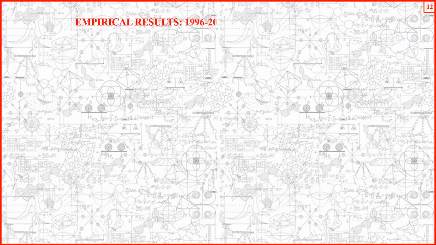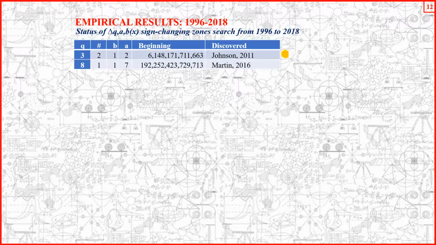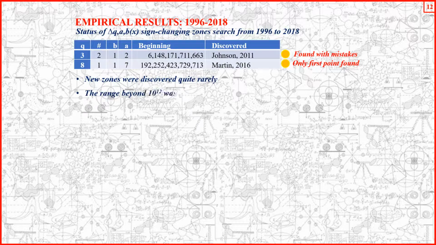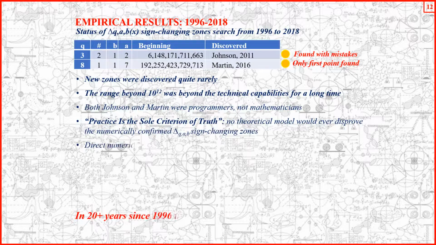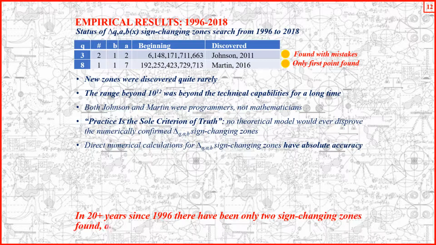The situation has not changed much after 1996. In 2011 an American programmer Johnson found the second zone for modulo 3 race, although with some mistakes. This happened 33 years after the first zone for this race was found. In 2016 a Canadian programmer Martin discovered the first point for 1 versus 7 modulo 8 race. Though finding this point was a significant progress, it was not clear how large this zone was and where its last point was located.